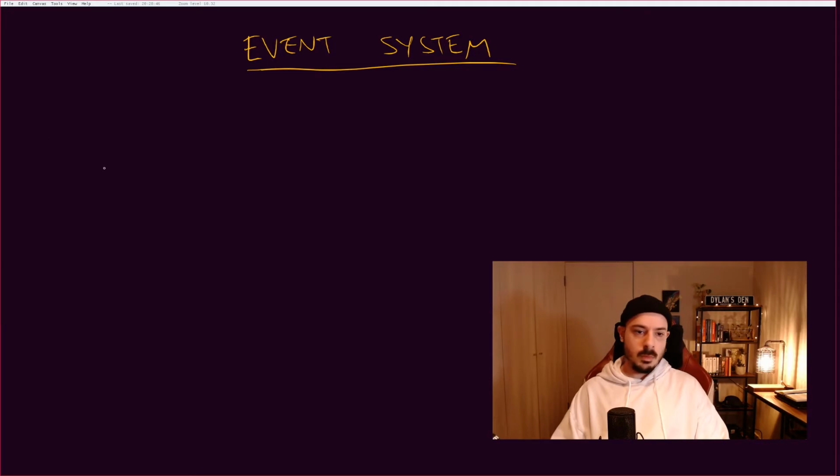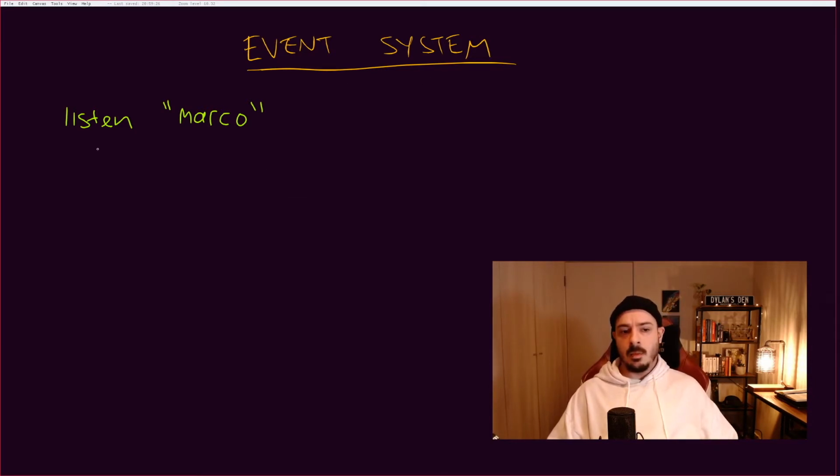So an event system is a way for you to say, hey, I want to listen to this particular message, and we'll just say the message is Marco, right? And any time the event system sends this message out, then anyone who's listening to it is going to perform the action that they said.